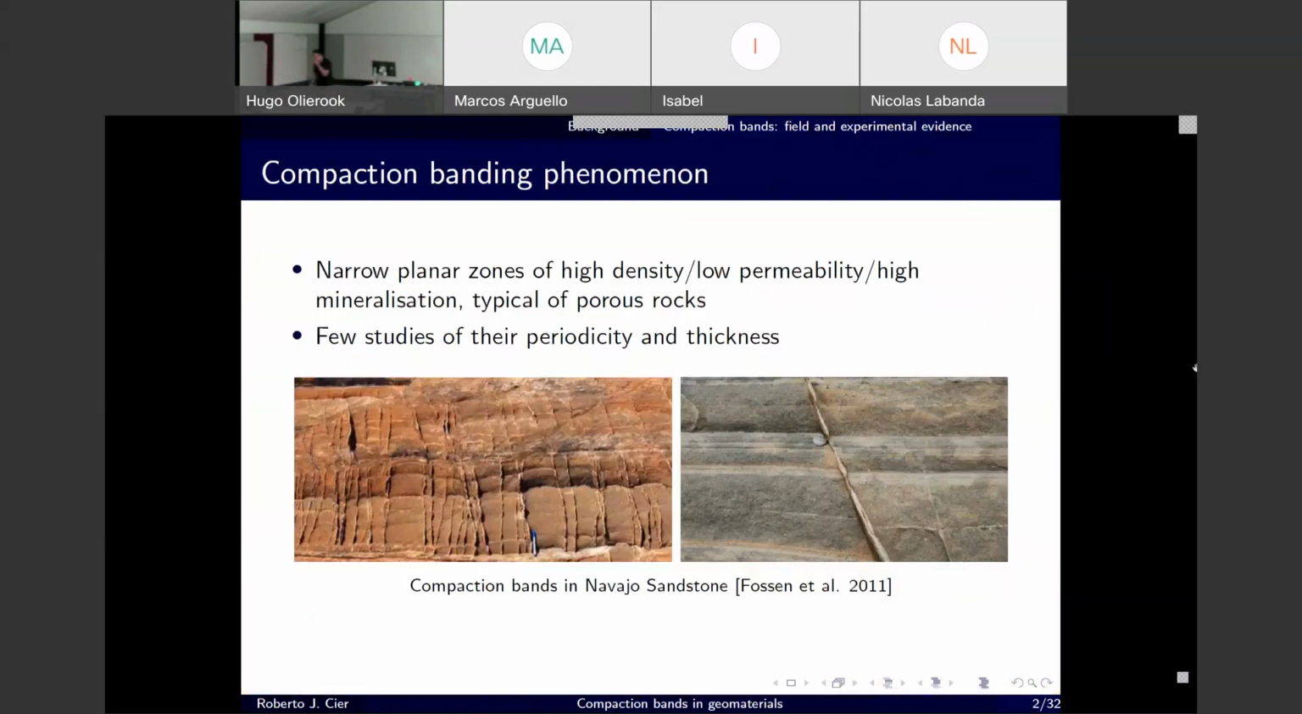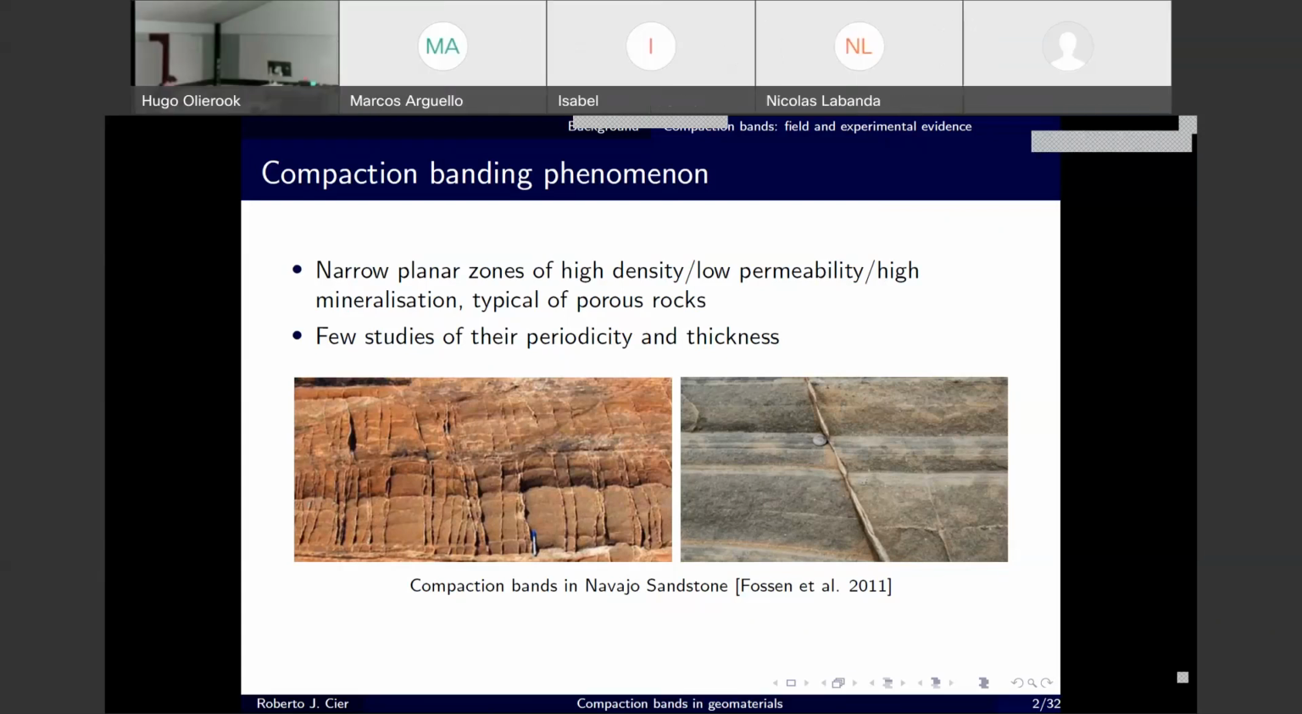Okay, great. Let's start talking about what compaction bands are for us. Compaction bands are a type of deformation bands that are narrow planar zones that appear mostly in porous rocks, where we've got a different set of features from the matrix. We've got areas with high density, low permeability, high mineralization processes, and or low porosity, or everything happening at the same time, or manifesting in different ways.